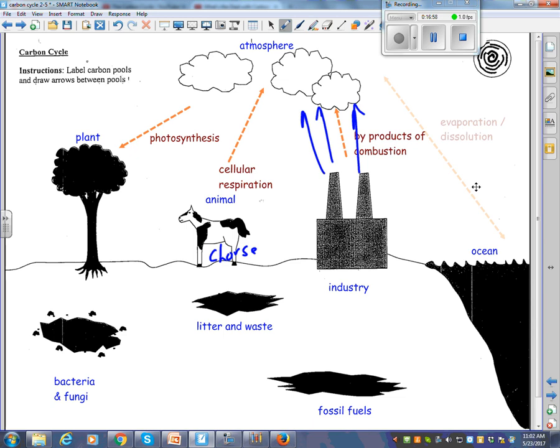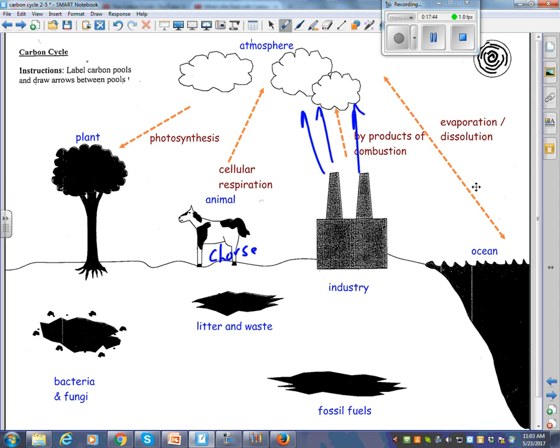Now, the ocean plays a part because we have evaporation, which puts carbon into the atmosphere, but we also have dissolution. It dissolves carbon dioxide. There is a lot of carbon dioxide in the ocean. So that's kind of a trade-off. I get the tree, but the carbon dioxide goes into the ocean. So what does the ocean do with it? It just sits there. It's used by plants in the ocean to grow as well, right? They do photosynthesis as well. There's plants in the ocean that use it.